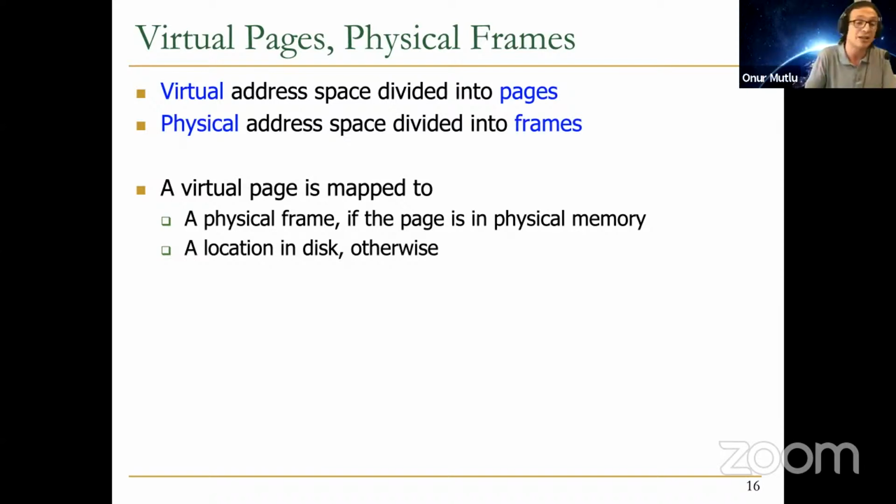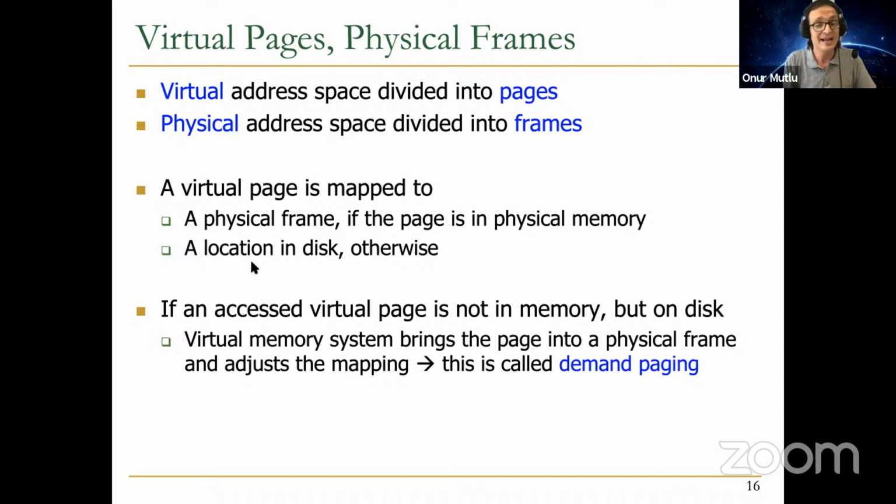If the virtual page is not referenced and the physical memory is not allocated, then it's in disk. If an accessed virtual page is not in memory but on disk, the virtual memory system brings the page into a physical frame and adjusts the mapping. This is called demand paging. You may have heard of this clearly.